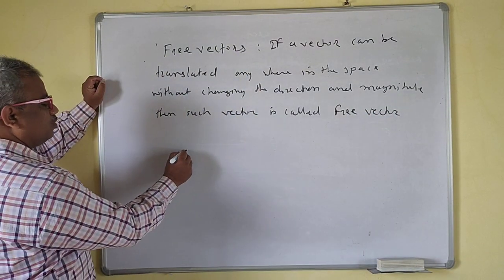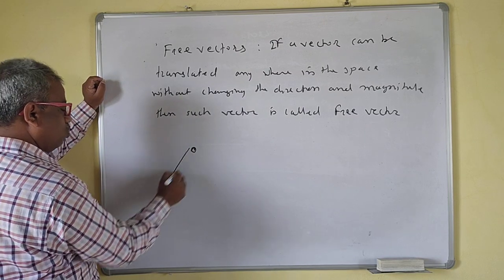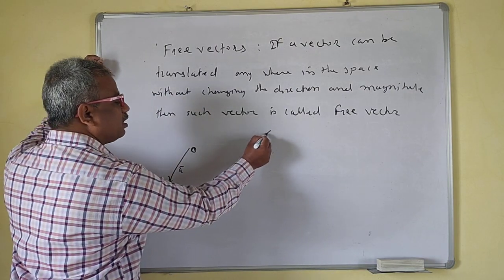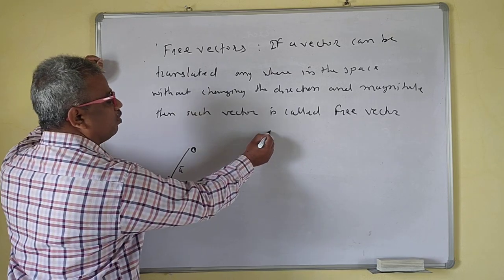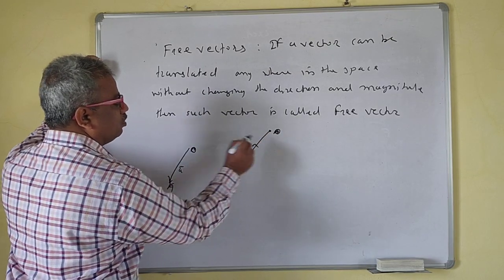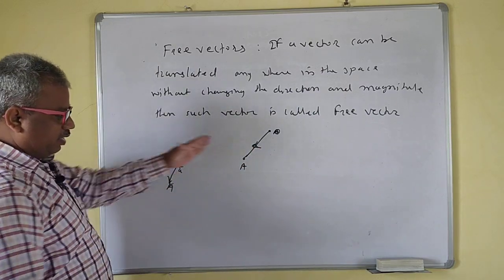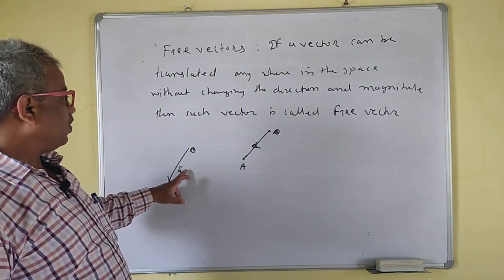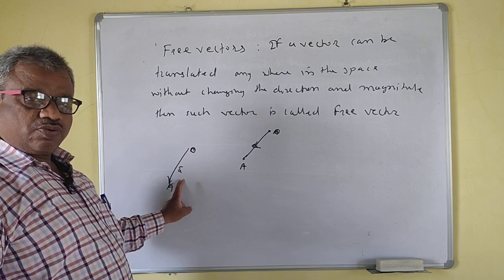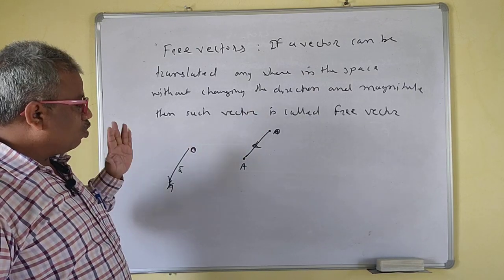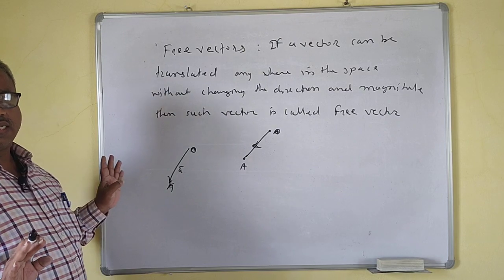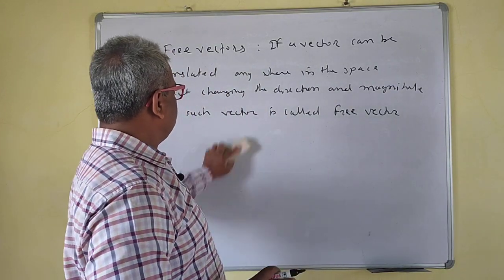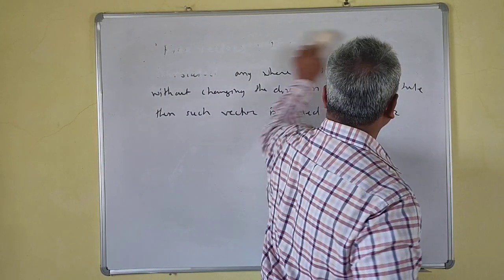That means, suppose this is your O, this is your A, this is your A bar. Suppose A bar is a vector. If you shift this here, the direction is the same. We can shift this vector to here, so the direction is the same and they are parallel. So a free vector is a vector which can be translated anywhere in the space without changing the direction and magnitude. You can shift this vector anywhere in the space. The only restriction is that you don't have to change the direction and magnitude. Then such vectors are free vectors.